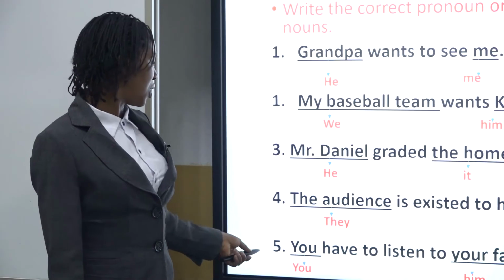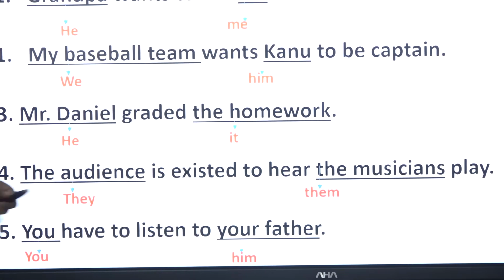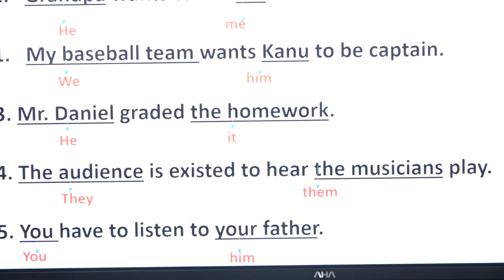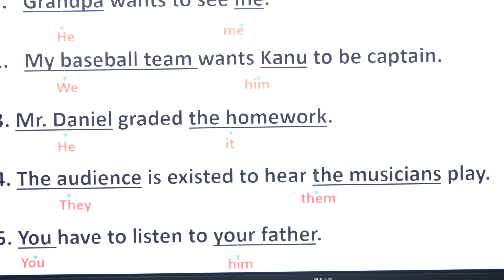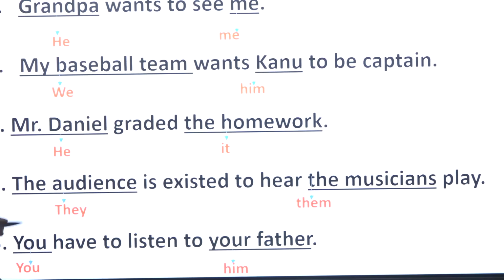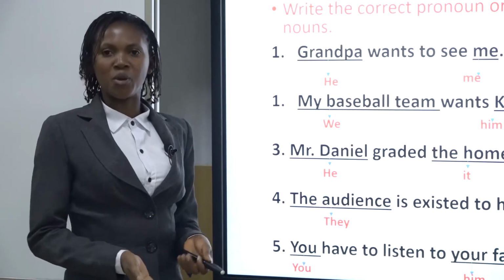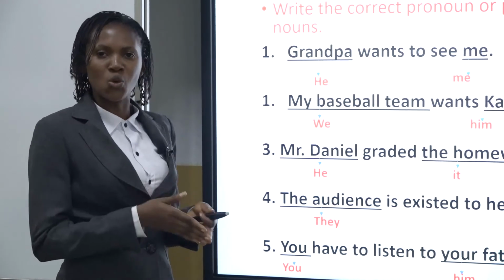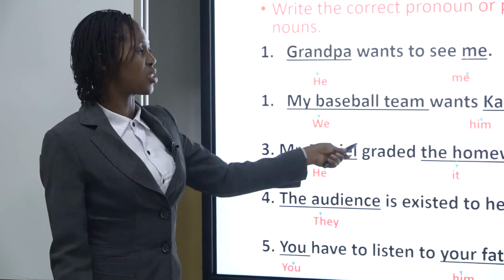The next one, you have to listen to your father. We are going to change the nouns to pronouns. When we change it to pronouns, the sentence will be, you have to listen to him. Your father will be what? Him. But you, remember, it's a pronoun, it remains you. We are not going to change it.